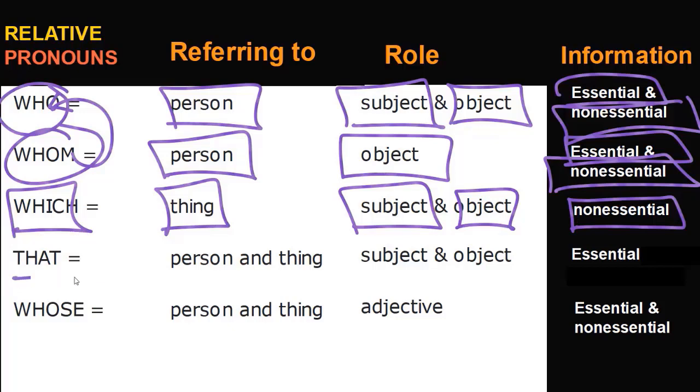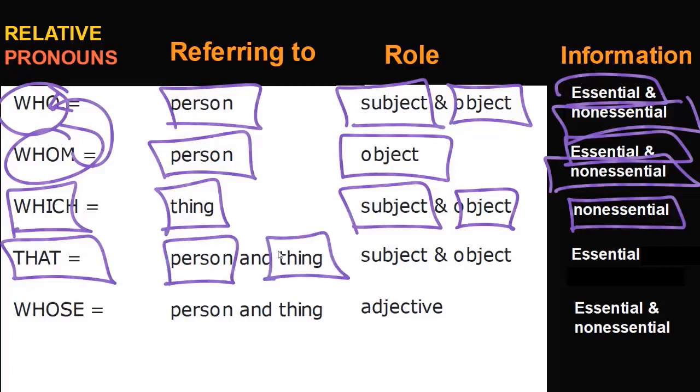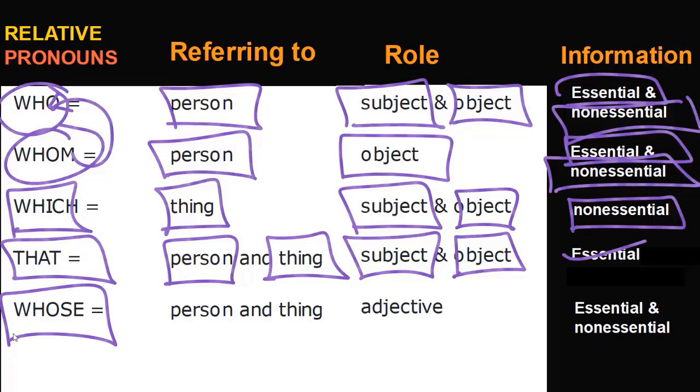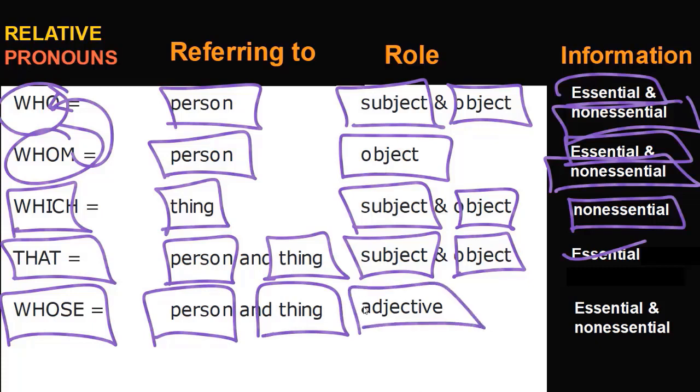Next is that. That is a very unique relative pronoun. As a relative pronoun, it can refer to a person as well as a thing, and it can function as the subject of the relative clause as well as its object. But it only gives essential information. Do not use it to give non-essential information. All right. Next is whose. Whose is used to talk about the possession of a person or a thing or an animal, anything. All right, and it is used as the adjective of a noun. All right, and it can give both essential and non-essential information.